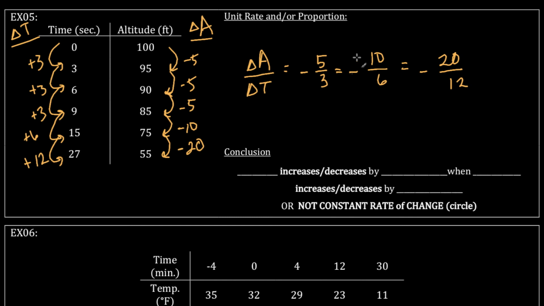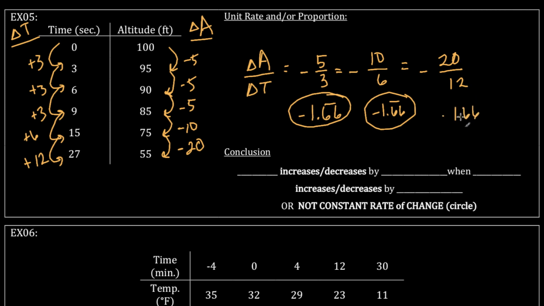So the easiest way I can see it is times 2, but most of you will write it in decimal form. So -1.66 repeating. -10 divided by 6 is -1.66 repeating. -20/12 is -1.66 repeating. And constant rate of change, -1.66.